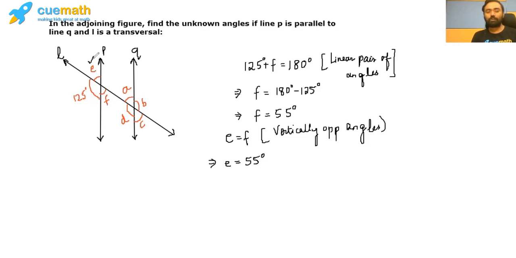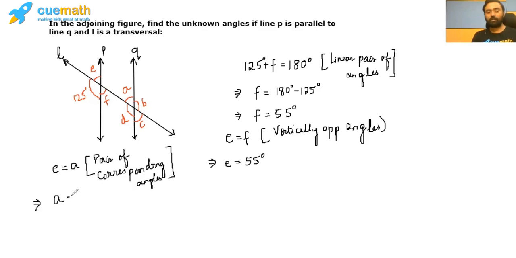Now we look at the position of E and A. They both are present on top of the transversal to the left side of both the lines. And we can from here state that E is equal to A, and the reason is that they are a pair of corresponding angles. Since these two are a pair of corresponding angles, it means A is also equal to 55 degrees.